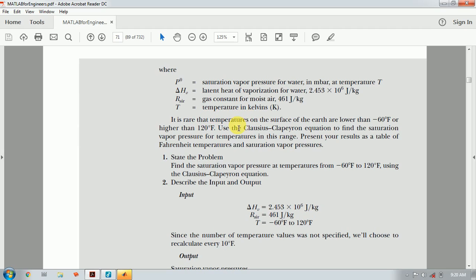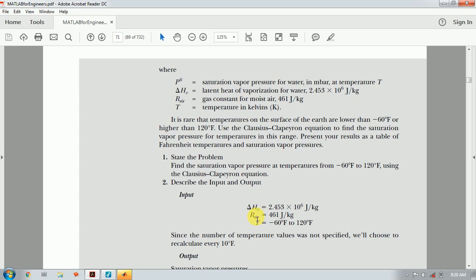T is temperature in Kelvin. It is rare that temperatures on the surface of the Earth are lower than minus 60 degrees Fahrenheit or higher than 120 degrees Fahrenheit. Use the Clausius-Clapeyron equation to find the saturation vapor pressure for temperature in this range. Present your result as a table of Fahrenheit temperature and saturation vapor pressure. Study the problem: find the saturation vapor pressure at temperatures from minus 60 to 120 degrees Fahrenheit using the Clausius-Clapeyron equation.